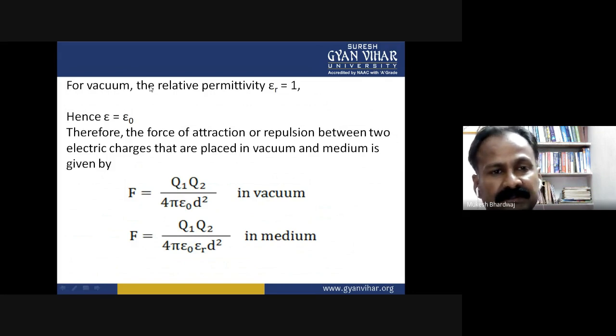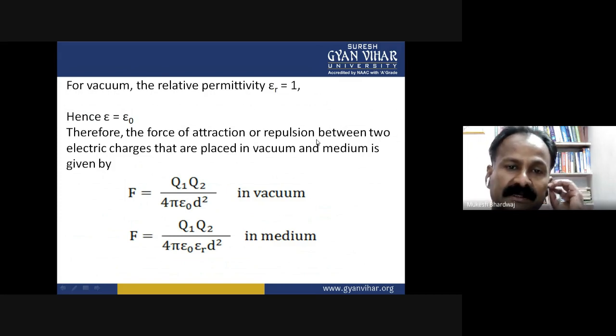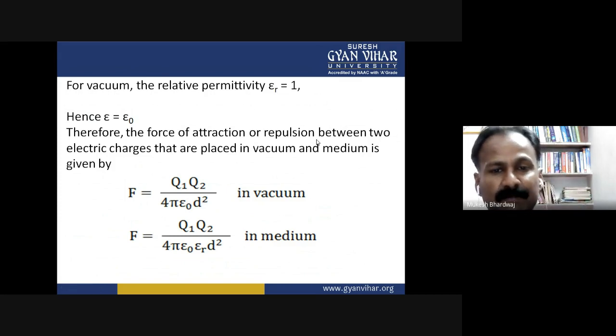Hence, the permittivity equals epsilon naught. Therefore, the force of attraction or repulsion between two electric charges placed in vacuum and in a medium is given by: in vacuum, force equals Q1 Q2 upon 4 pi epsilon naught d square, or in any medium, it is represented as force equals Q1 Q2 upon 4 pi epsilon naught epsilon r into d square.